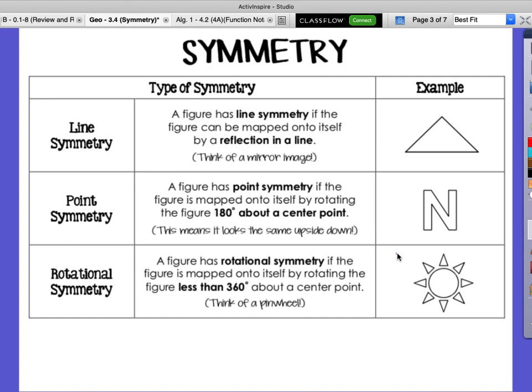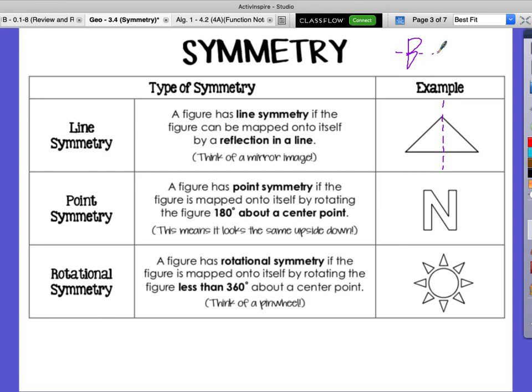A figure is said to have line symmetry if it can be mapped onto itself by a reflection in a line. Think of a mirror image. Is there any place where we could draw a line through this shape? Right down the middle. If we flip it over that line, it's the same thing. Now sometimes the line doesn't have to be straight up and down. Like we had on one of our quizzes before, the letter B is symmetrical. Is it symmetrical this way though? No. This way, okay? Sometimes the line is diagonal, sometimes it's straight up and down, left and right. As long as there's one single line that can be drawn through it and it flips or mirrors over that, it has line symmetry.